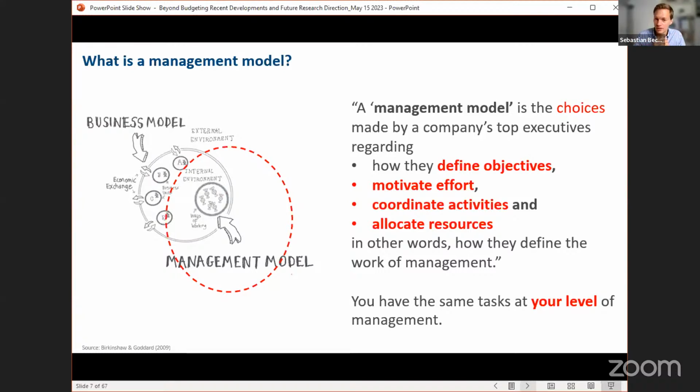But these tasks that you see here, you also have them at your level. Let's say you are only running a business unit, or a team or a department. As a manager, you always have these challenges, right? You need to set objectives for your people in your team. You need to motivate them. You need to coordinate their activities, and you need to allocate their resources, right? So you have these challenges at all levels in the organization. So that's what we say is a management model. Okay, so I hope that's clear. And this is very much related to beyond budgeting, and you'll see that in a bit.